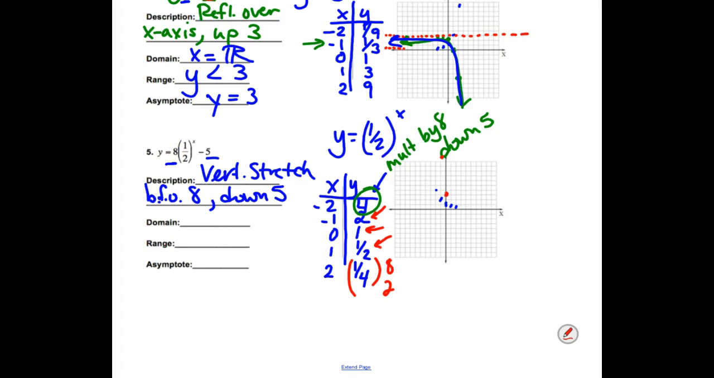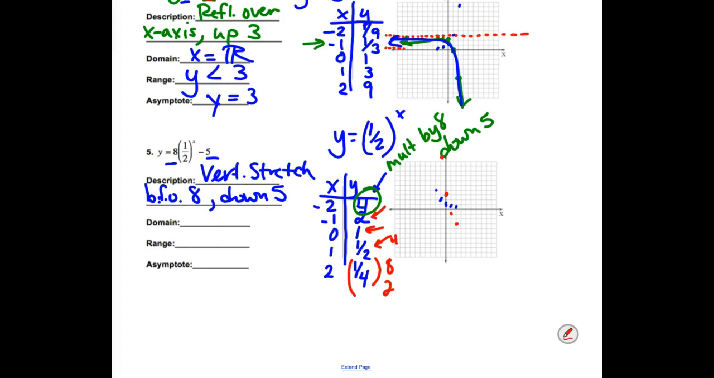All right, so we were at the 1, multiplying it by 8 was 8, moving down 5 was 3. The 1/2 multiplying gets us a 4, moving down 5 puts me at -1. And then the 1/4 times 8 is 2, moving it down 5 puts me at -3.